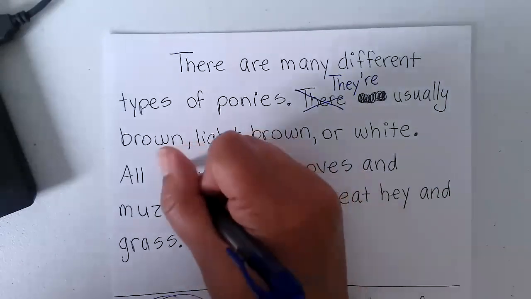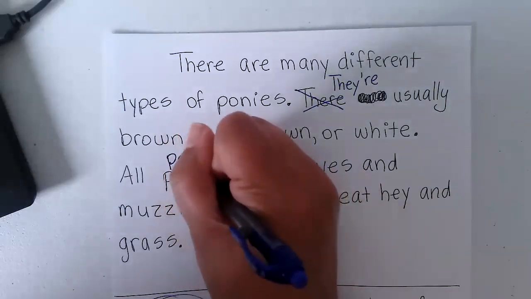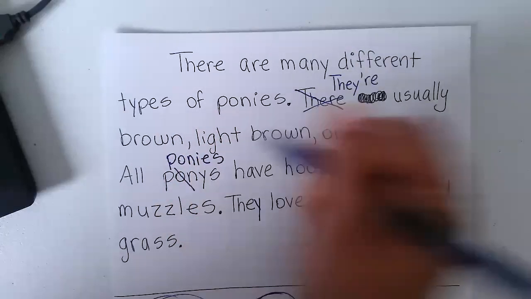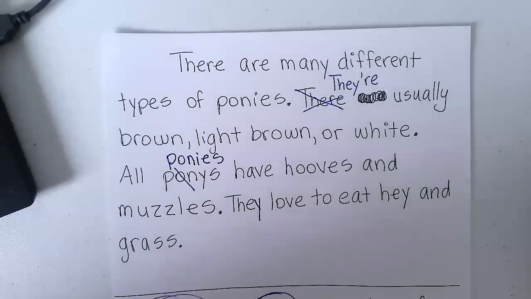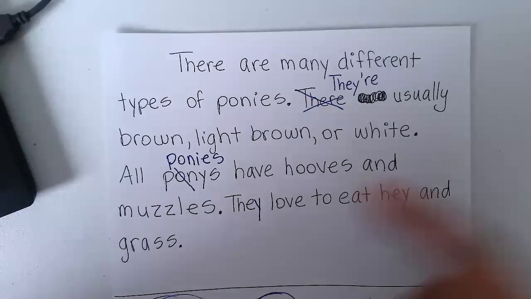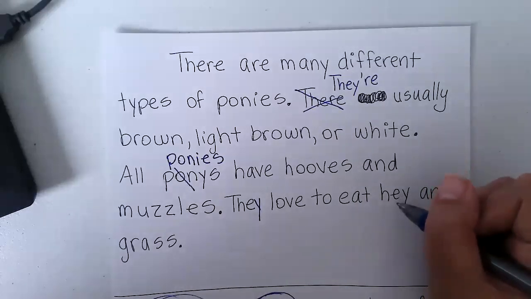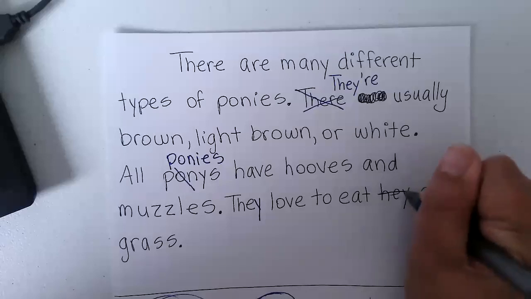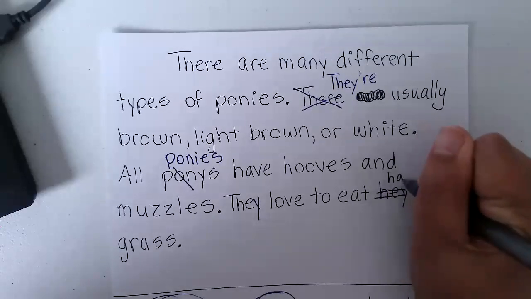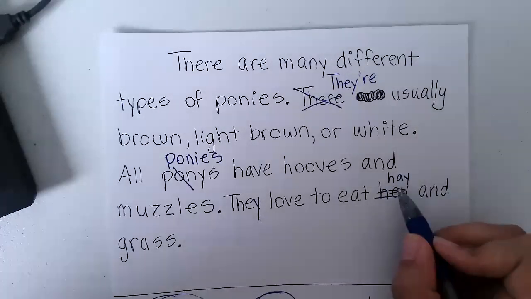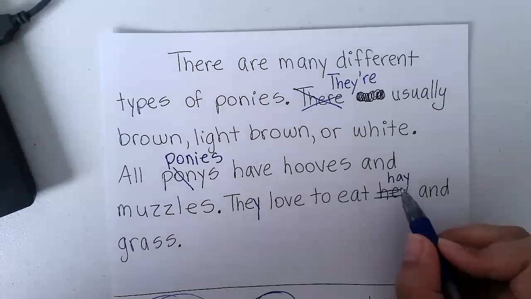The next mistake, what is it? Yes, yes, yes. You should be an expert in this word, ponies. Ponies, not a Y, an IES. Excellent. And the last mistake, they love to eat hay. This is like, hey, buddy. Hey, what's up? Hey, what are you doing? No, no, no. This is hay, like dried grass that horses eat. It's HAY.